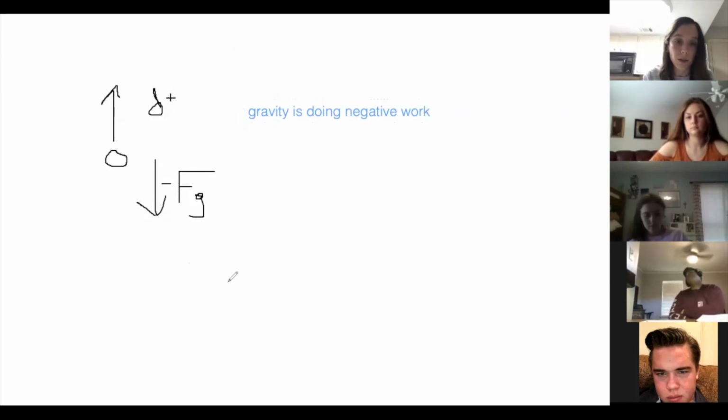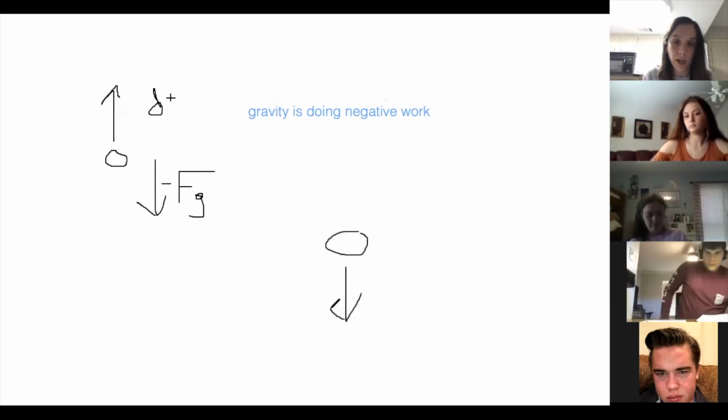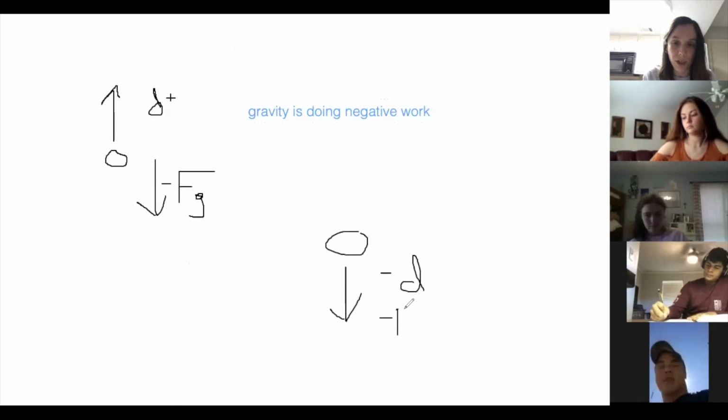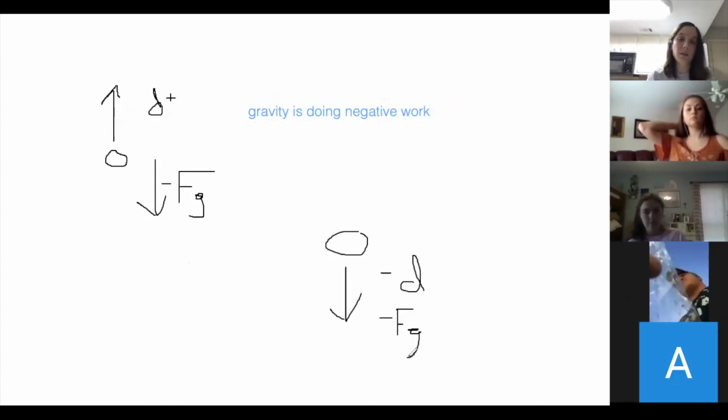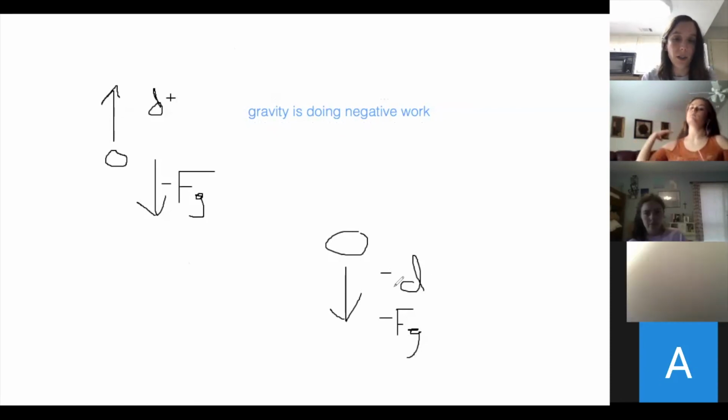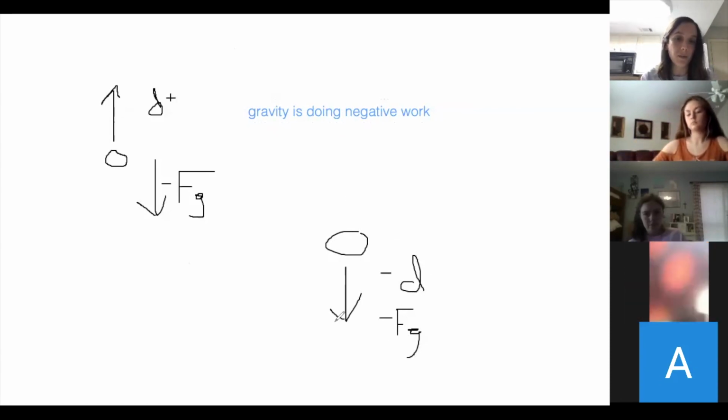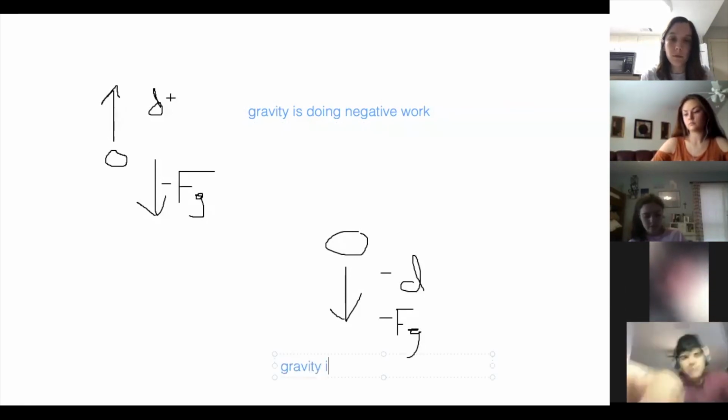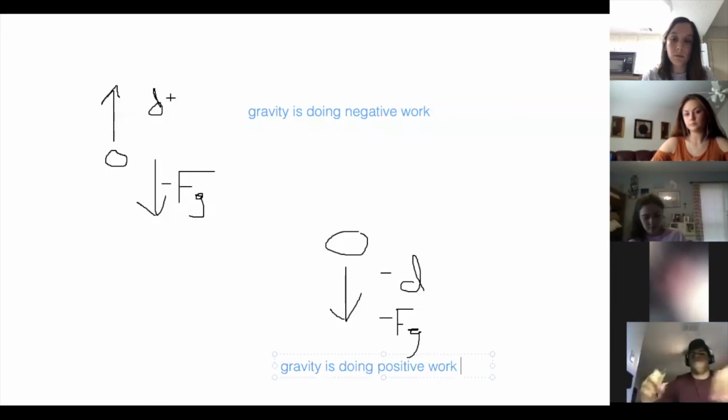But of course, the reverse is also true if you have a ball falling down. So in that case, you have negative displacement, and then the force of gravity is also moving downward. So in that case, because both displacement and the force of gravity are in the same direction, that's now positive work and it's speeding up. Any questions about that before we go on?